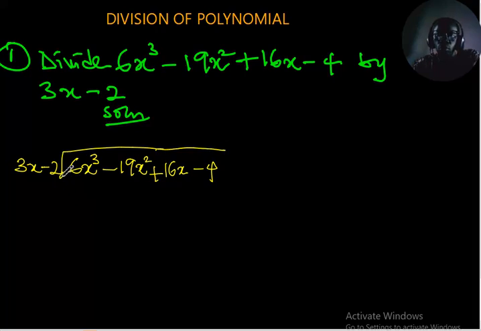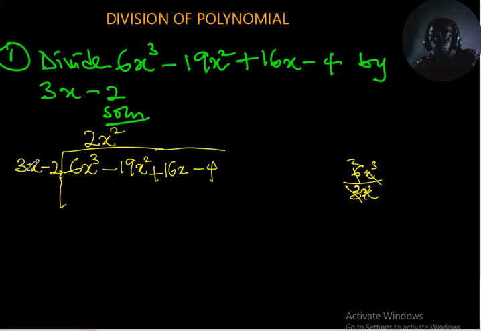Now all we have to do here is this: the first part, which is 6x raised to the power 3, will be divided by 3x. If you do that, 3 into 3 is 1, and this will give you 2. Then you have 2x squared. Put the 2x squared here. Now this 2x squared will be used to multiply all we have outside the division sign.